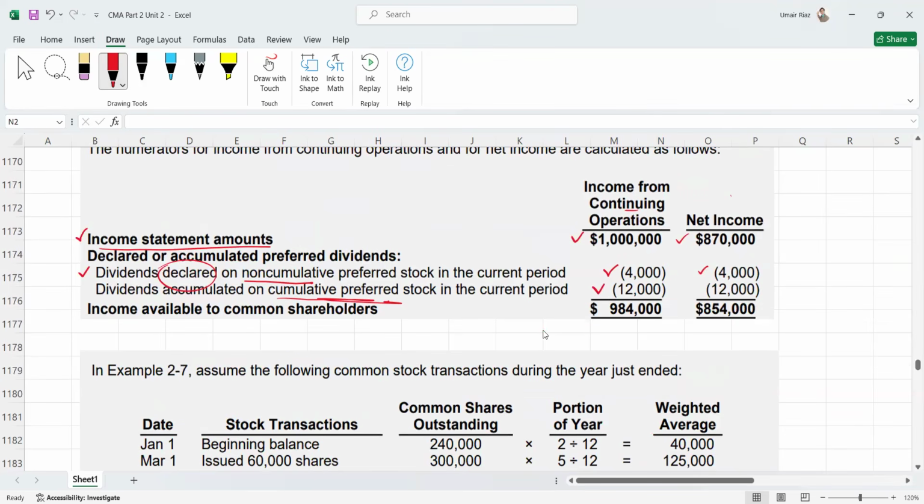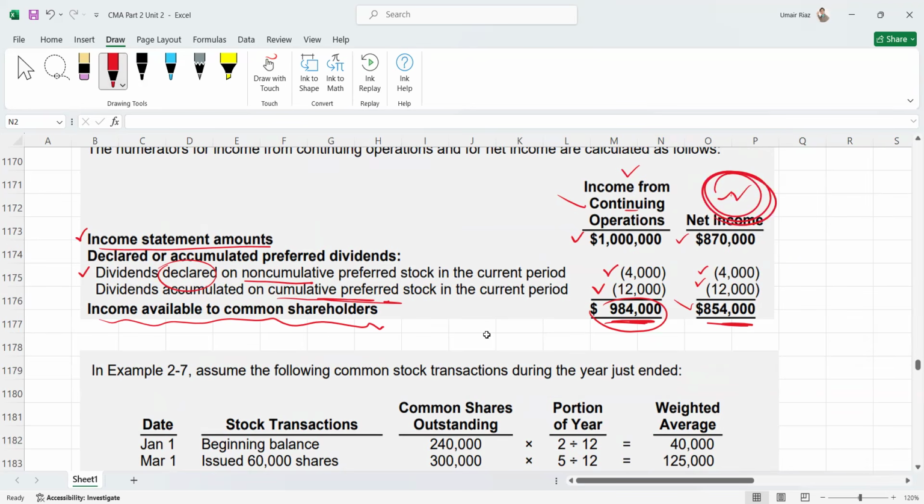So this 12,000 we will deduct from continuing operations also and net income also, and this is the income available to common shareholders: 984,000 from continuing operation and 854,000 for net income. So these are the two numerators, and we will show these two calculations. Because whenever we have discontinued operation in our income statement, we have to show these two columns. If you don't have discontinued operation, only then is the net income column required.